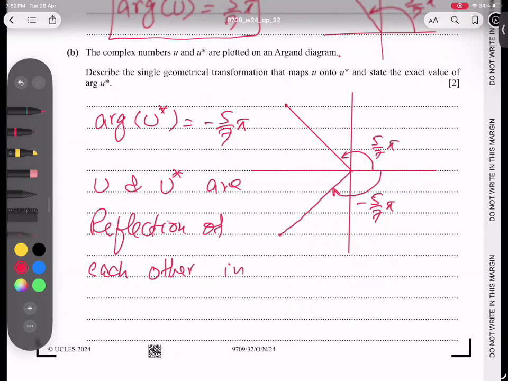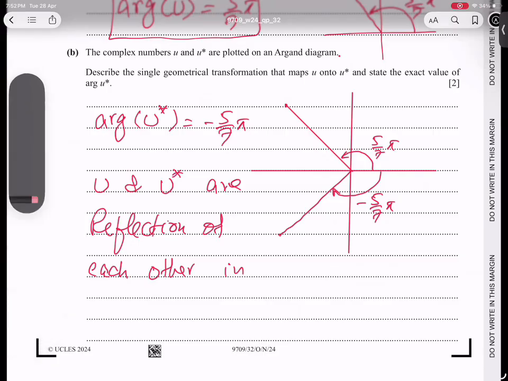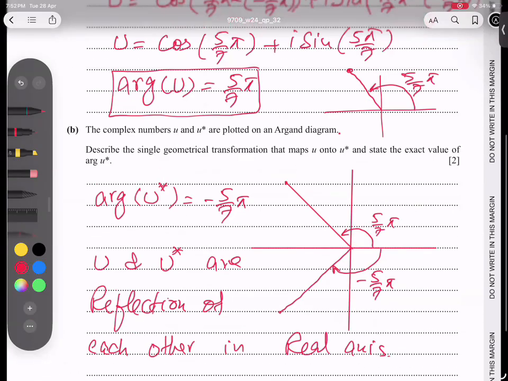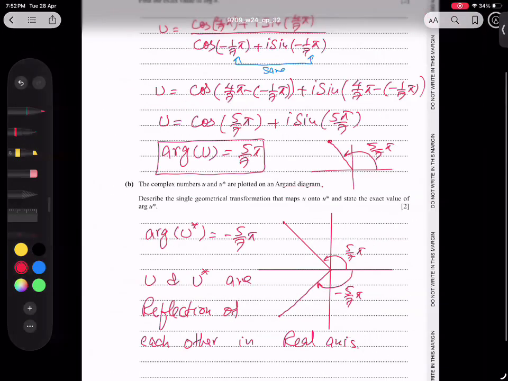in the x-axis, or you can say the real axis, because in complex numbers we use a more technical word, so real axis. I hope the concept of the question is very, very clear.